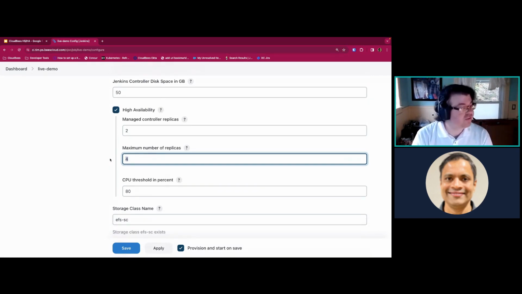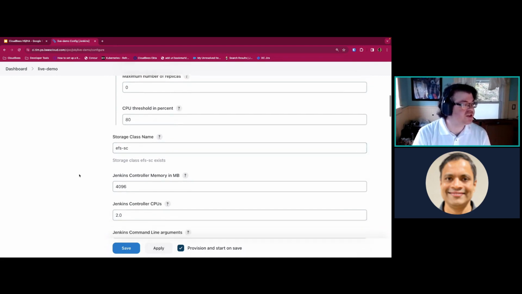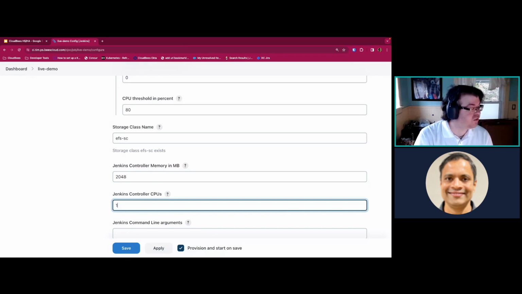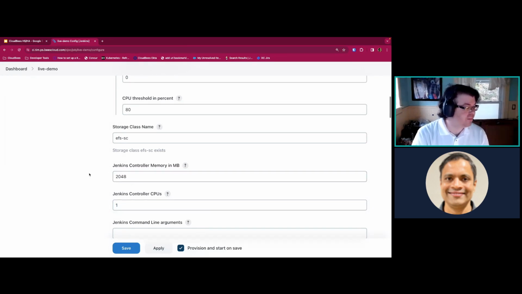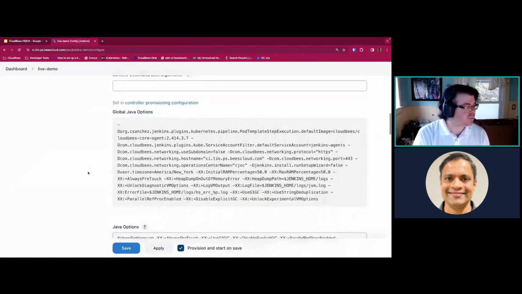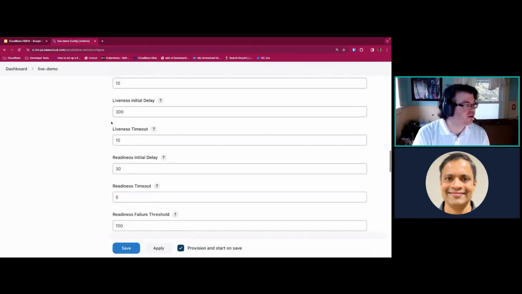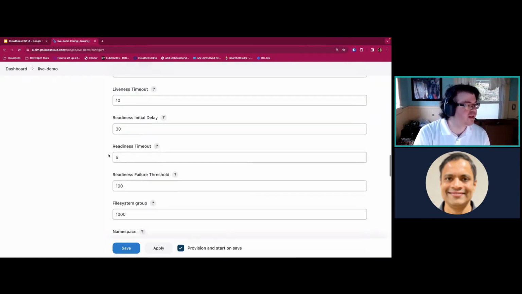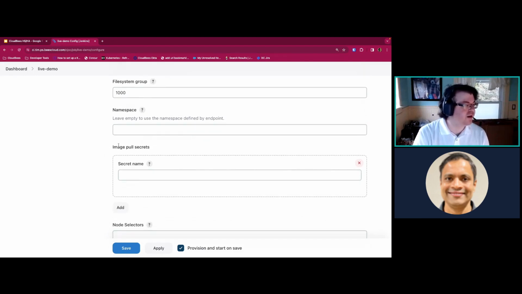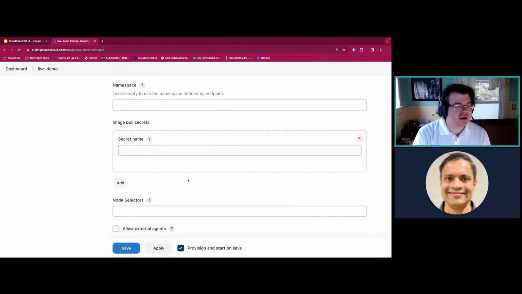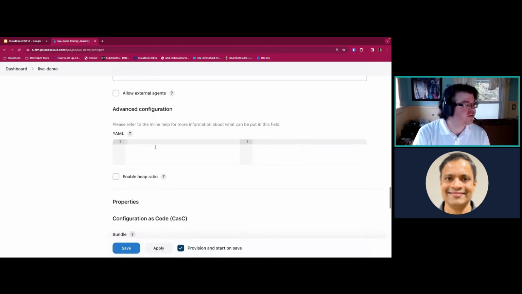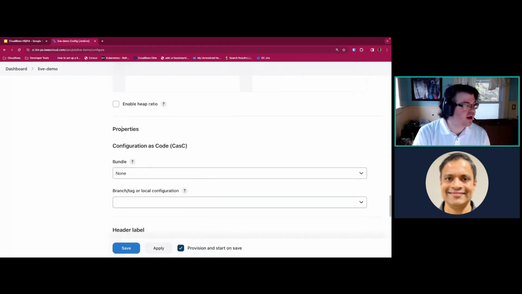Okay, so I'm going to leave this at 0 for now, just for the demonstration. We've already switched to EFS, and because I don't have a ton of resources on this cluster, I'm going to change it to 1 CPU and 2 gigs of memory for each replica. The rest of this is all Kubernetes data, so you can do everything from setting file system groups to the liveness timeouts, the readiness timeouts, all of that, as well as image pull secrets in the event that you're using a secret to pull your images down from a private repository, node selectors, custom YAML, and then of course our configuration as code.